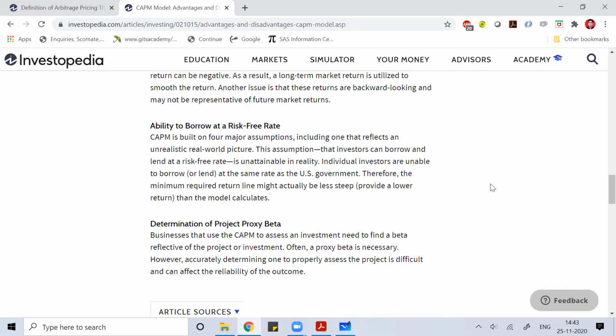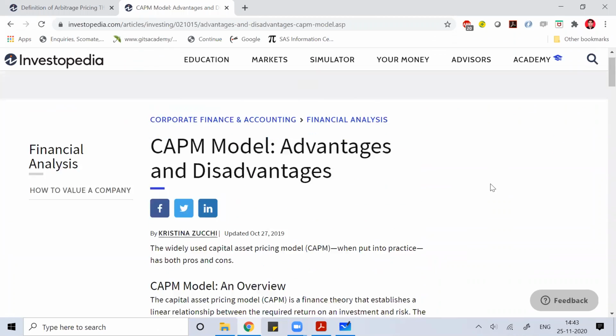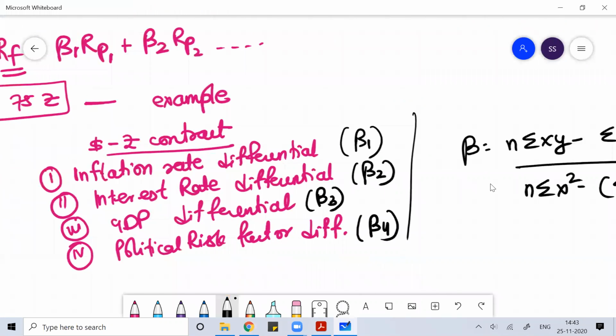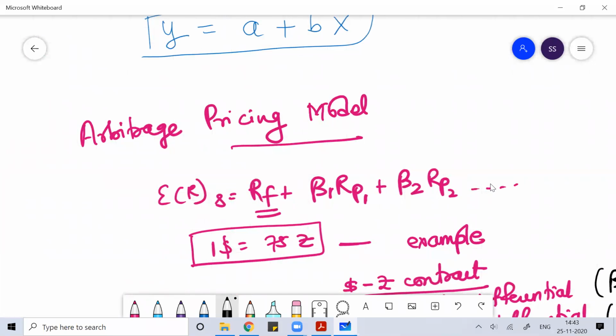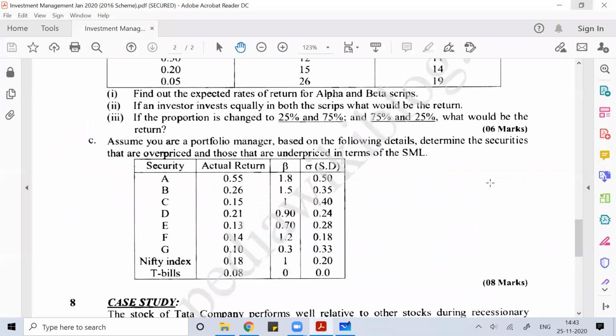So again, whether we talk about the CAPM model or the arbitrage pricing model, they have their own advantages and their own disadvantages. But you should be aware of the arbitrage pricing model. Tomorrow we'll do this numerical, just what you can see on the screen.